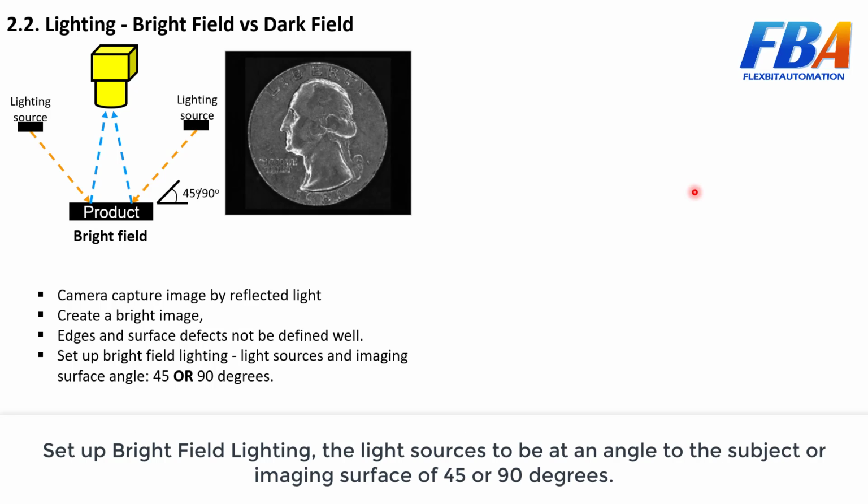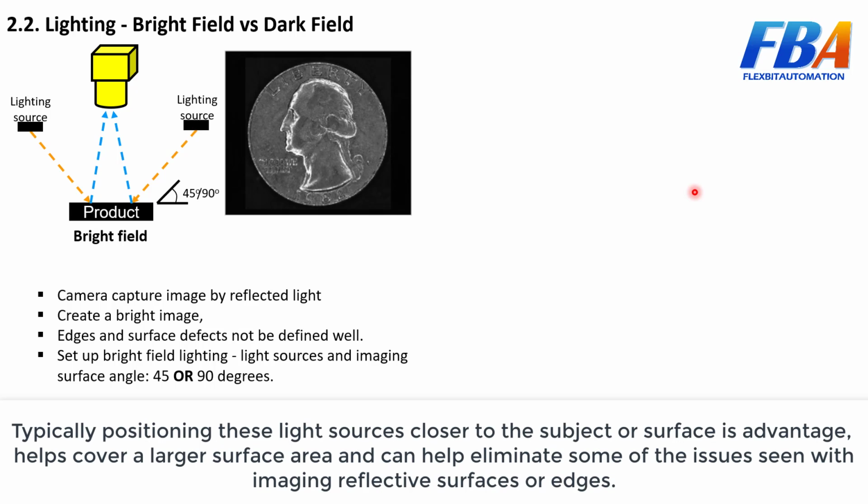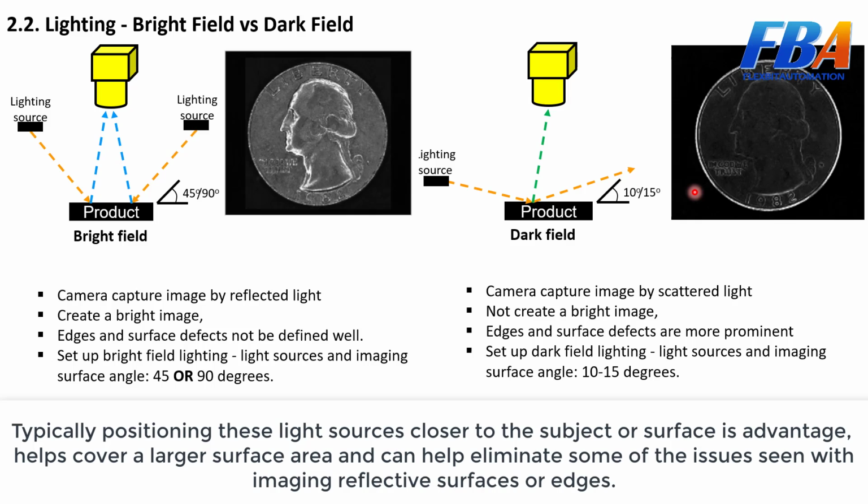To get a good setup for bright field lighting, you want the light source at an angle to the subject or imaging surface of 45 or 90 degrees. Typically, positioning this light source closer to the object or surface is an advantage, as this helps cover a larger surface area and can help eliminate some of the issues seen with reflective surfaces or edges.